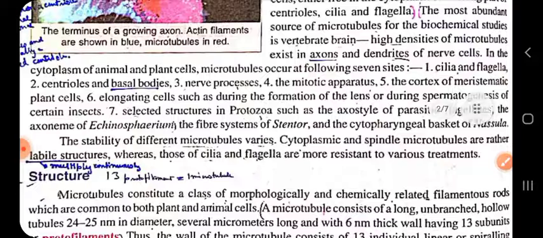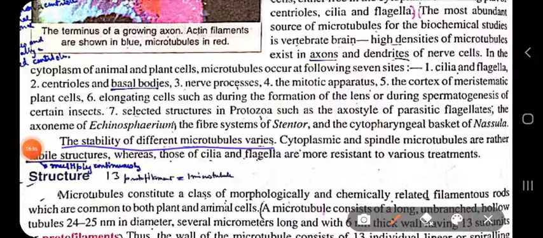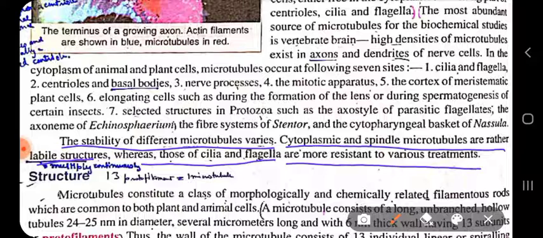Now the stability of microtubules varies. Cytoplasmic and spindle microtubules are rather labile structures. That means they multiply continuously, whereas those microtubules which are found in cilia and flagella are more resistant to various treatments. They will not get degraded so quickly, while the cytoplasmic or spindle microtubules are rather labile structures.